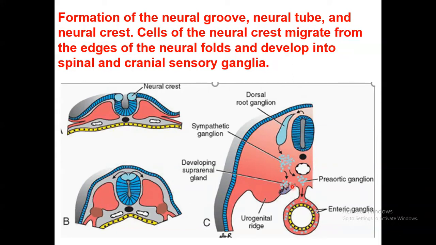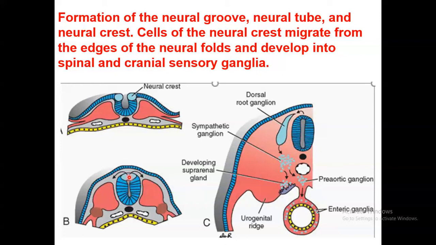In this diagram you can see these neural crest cells are going to shift into the developing suprarenal gland, and they give rise to the medulla of this suprarenal gland. And this is the GIT, because the yolk sac gives rise to the GIT, and these neural crest cells give rise to the GIT ganglia.